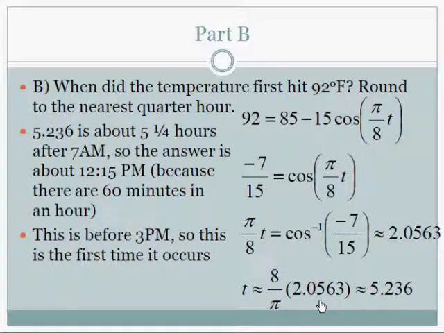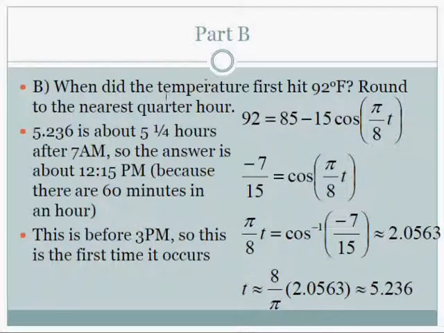If students used the graph, they could verify that as well. But I needed the students to show their work, at least to this extent, to explain to me that I know where this answer is coming from. In terms of relating this back to the time, 5.236 is about 5 and 1/4, or 5.25. So 5 and 1/4 hours after 7 a.m., you get 8, 9, 10, 11, 12, and then 1/4 hour, of course, is 15 minutes, so the time would be about 12:15.